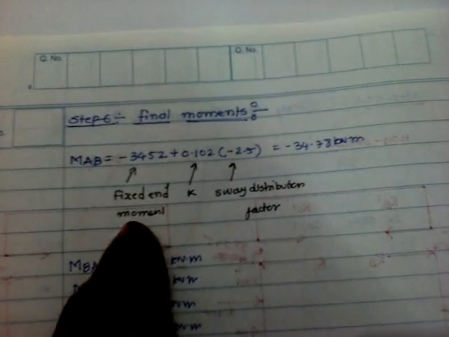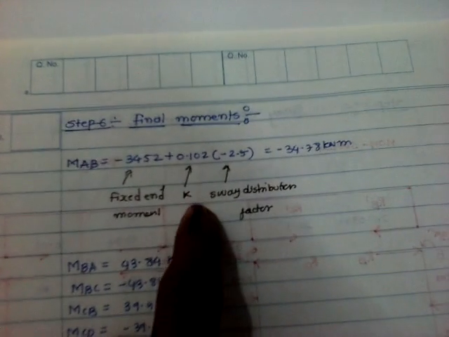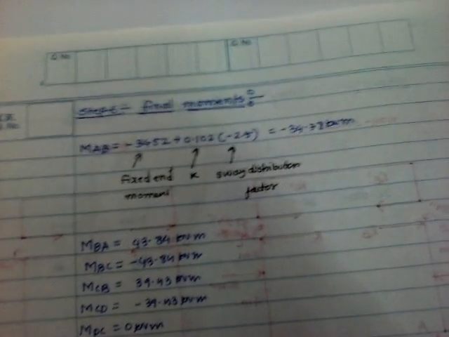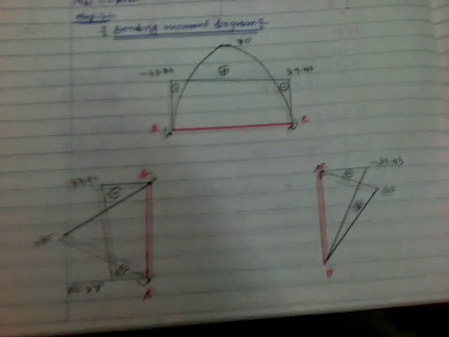Okay, and now it is our final moment. How to calculate the final moment? It is our fixed end moment plus K, this is your K factor, multiplied by the sway distribution table. What is the sway distribution factor of yours? Because we are not taking the non-sway distribution factor, we are taking the sway distribution factor, because it is a sway. So you get this value. Now it is your moment. Similarly you get the moments by this formula, and it is your bending moment diagram.